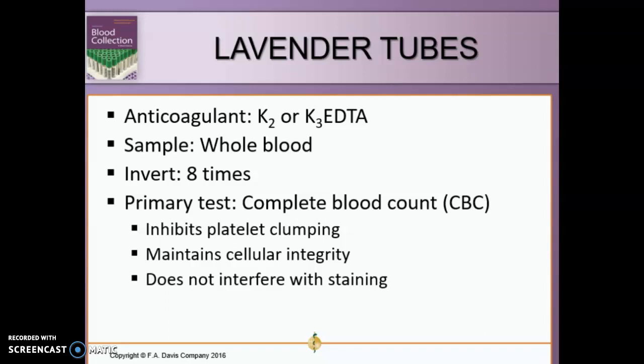The primary test that's pulled from a lavender tube is the CBC. That's probably the most common that you're going to see. So when you're thinking lavender tube, you can think CBC, and you can also think hematology. It's whole blood, so it's going to hematology. The anticoagulants in this tube inhibit the platelets from clumping, and it helps maintain the cellular integrity, and it does not interfere with staining.